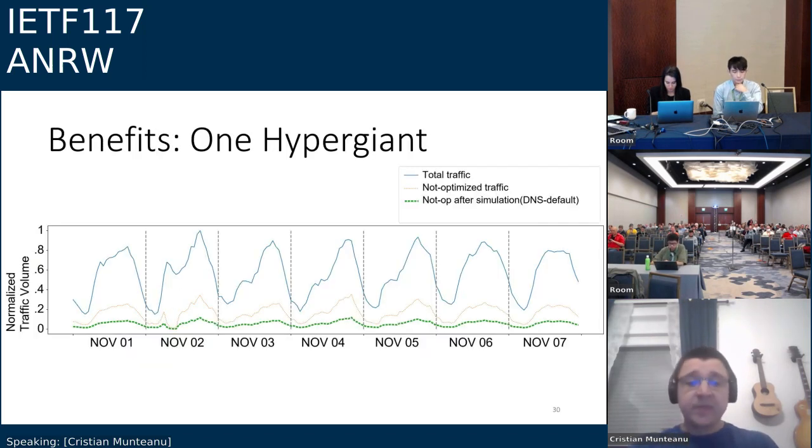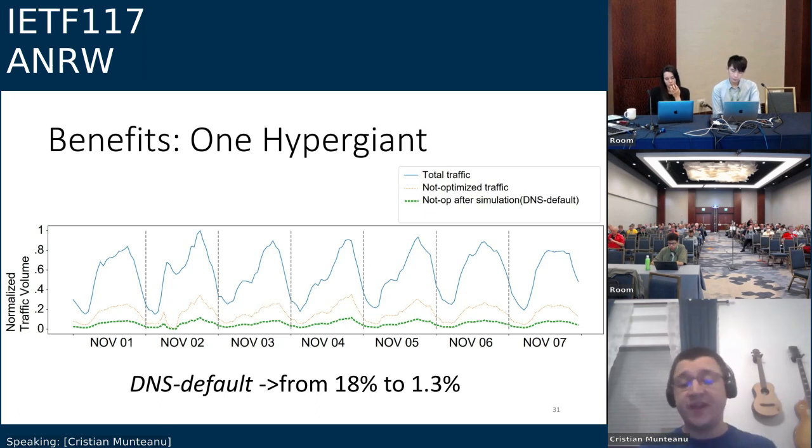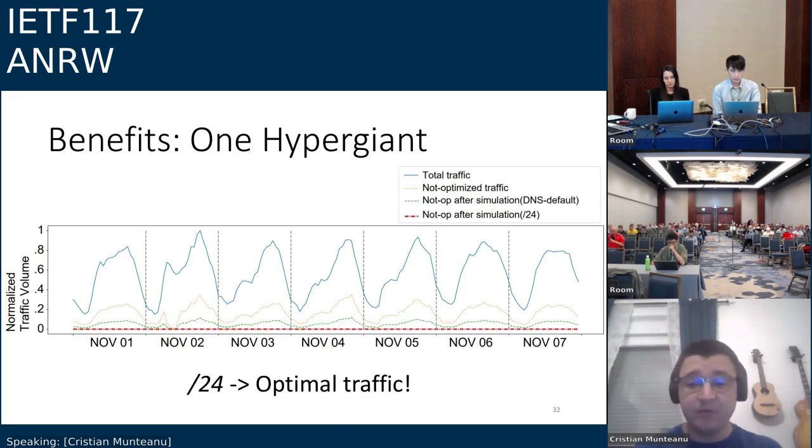Now, going back to our traffic and the unoptimized part, we ran a retrospective simulation on this real traffic. And as we can see with the DNS default simulation, we managed to reduce from an average of 18% down to 1.3% of the amount of non-optimized traffic. Now, if we use the /24 prefixes, then we end up with fully optimal traffic in here.